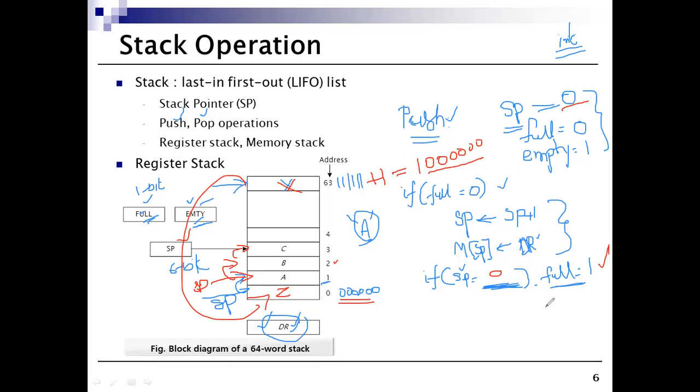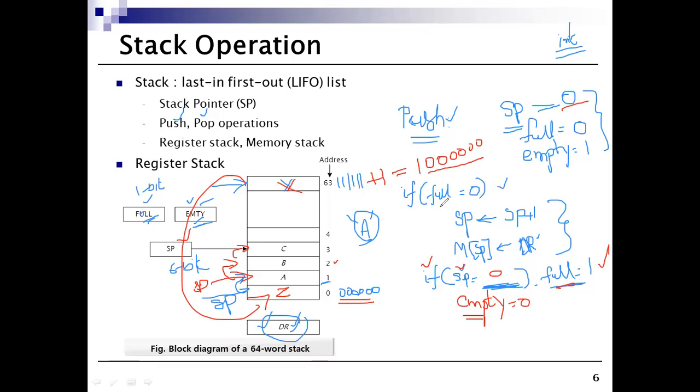So what is the end condition here? If SP is equal to 0, then I have to make my full as 1. And I can make my empty as 0 because there are elements. Irrespective of this condition, if one push operation is done, I can make my empty as 0 because one push operation is done. So this is based on this condition, and this is without any condition. This is the fourth point. Is it clear? Yes, ma'am.